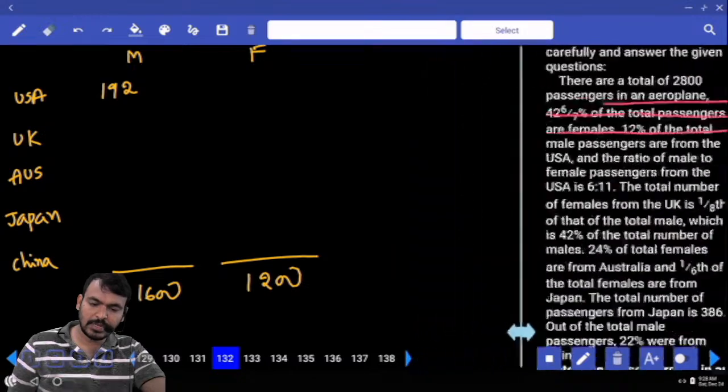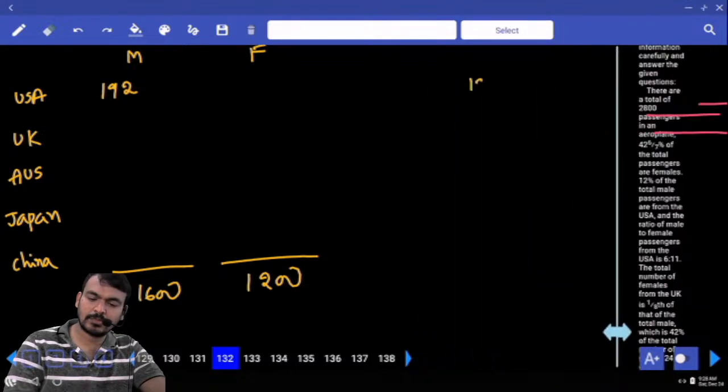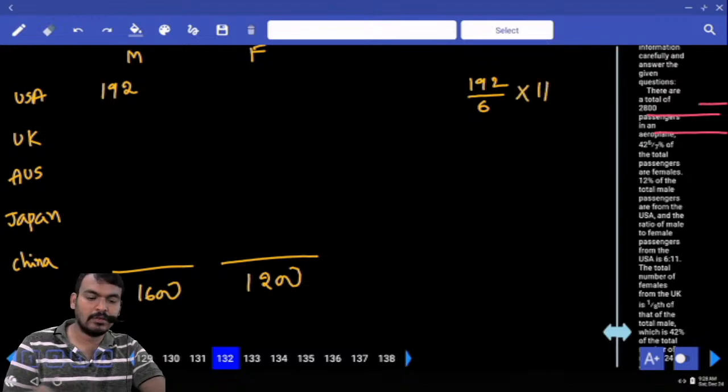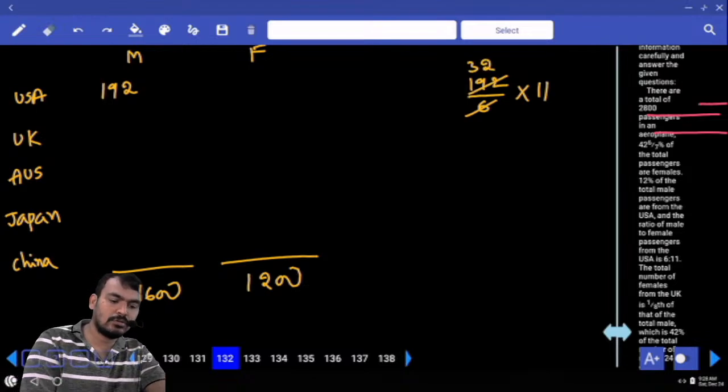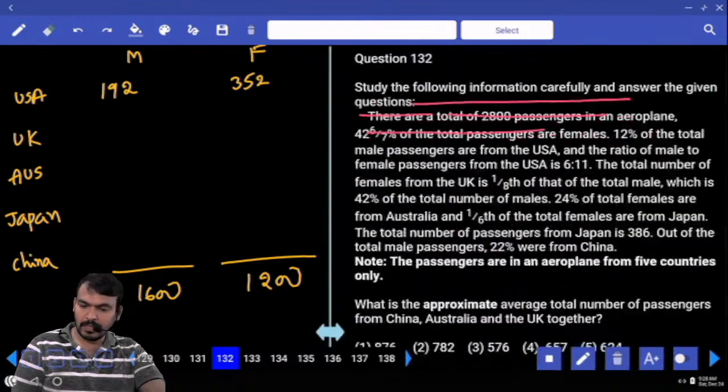6:11. Means 192 represents how many parts? 6 parts. 192 by 6 into 11, we get the female value. 6 how many times? 3 times. Again 2 times. 32 into 11. 352. Next.